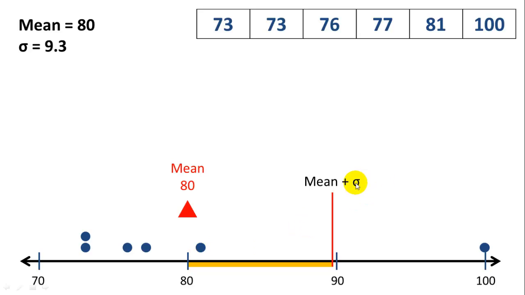So mean plus 1 standard deviation is 80 plus 9.3, or 89.3. This is 1 standard deviation above the mean. 1 standard deviation below the mean gives us 70.7. So this is the mean of 80 plus and minus 1 standard deviation, which includes almost all the values in our case, except for the 100, which is about 2 standard deviations above the mean.